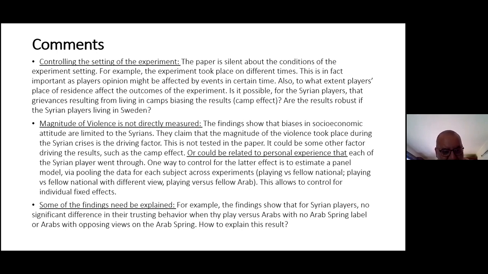And the last comment I have for you is that some findings lack explanation. For example, you showed that for the Syrian experiment, it's only significant when it's Syrian versus Syrian, and it's insignificant when the game is between a Syrian and a fellow Arab. This needs to be explained. Why is there something unique about the Syrians and their attitude among each other? That's about it for me. But I thought that the paper was nicely done.